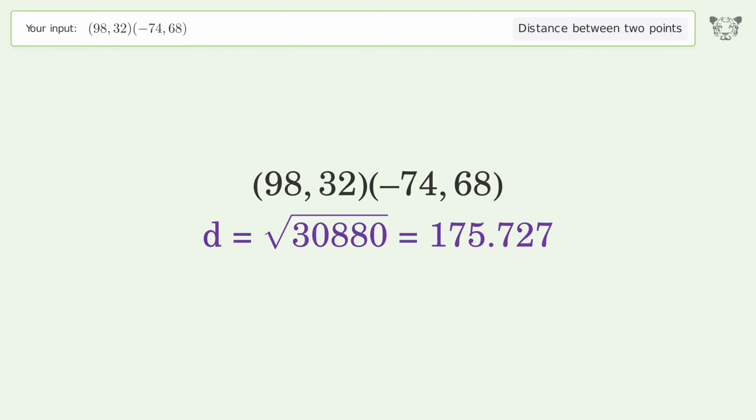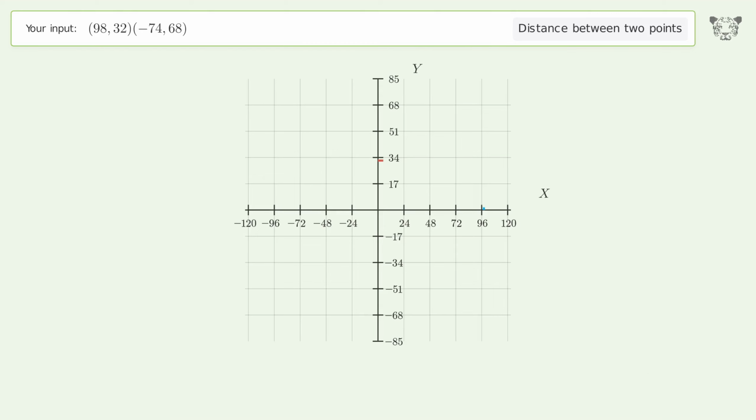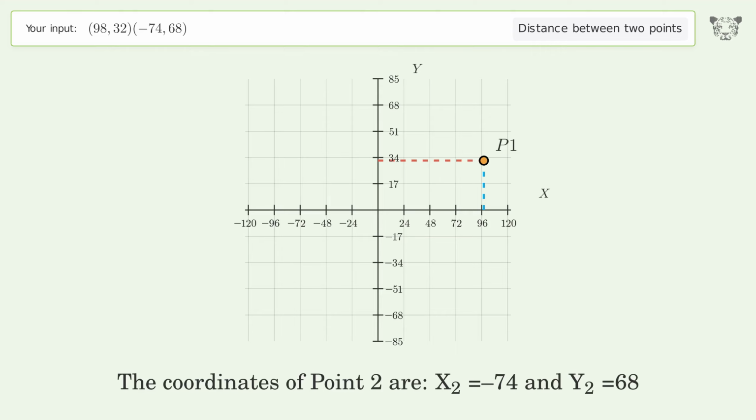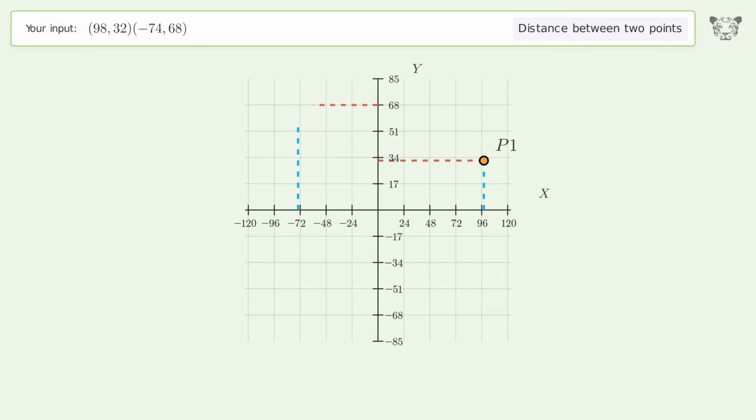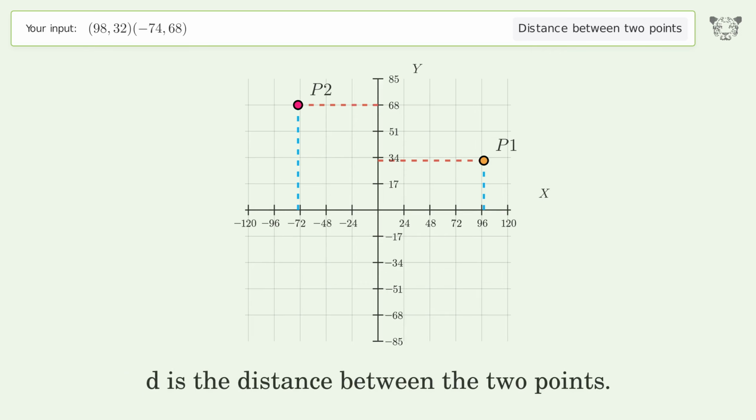The coordinates of point 1 are x1 equals 98 and y1 equals 32. The coordinates of point 2 are x2 equals negative 74 and y2 equals 68. D is the distance between the 2 points.